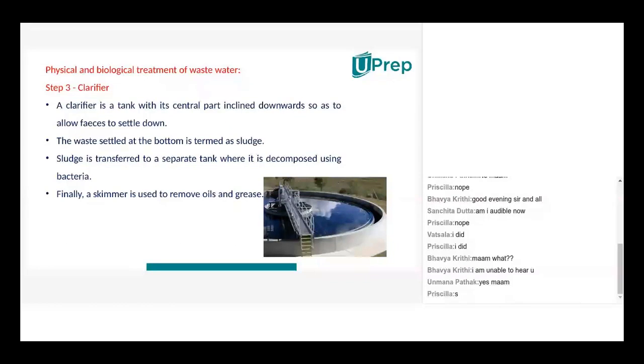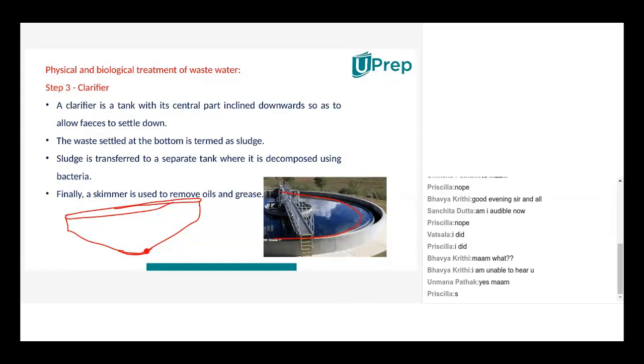So basically what's happening here is that this is like a huge tank, much, much bigger than you can imagine. Obviously, the entire city's wastewater is coming here, right? So if you see it from the side, the entire chamber looks like this. It is a little slanted and it is a little deep in the middle.